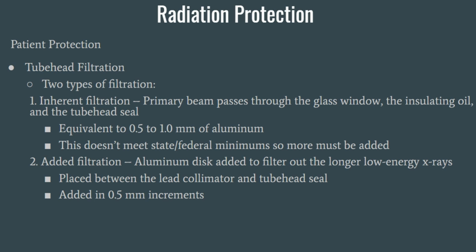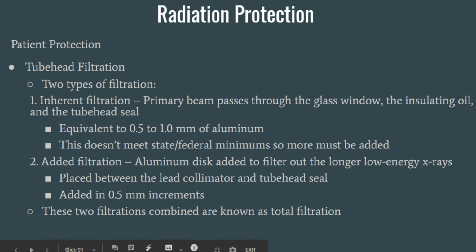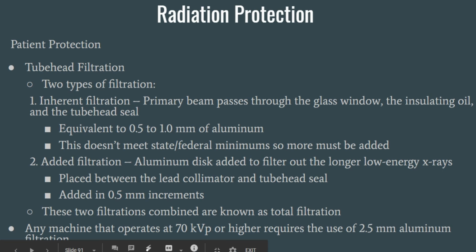It's added in 0.5 millimeter increments, and these two types combined are known as total filtration. Any X-ray machine that operates at 70 kVp or higher requires the use of 2.5 millimeters of aluminum filtration.